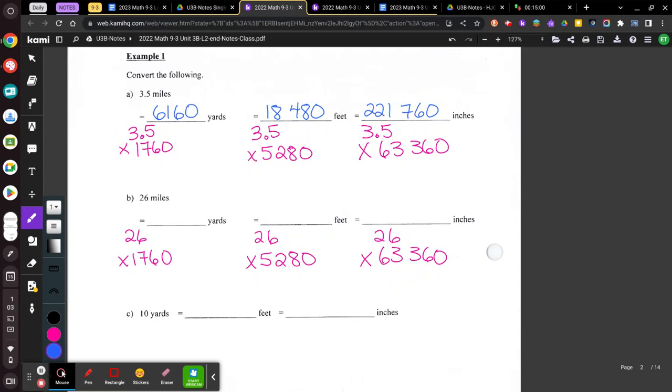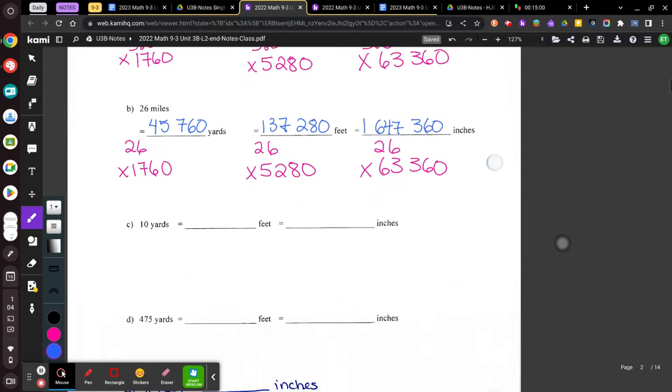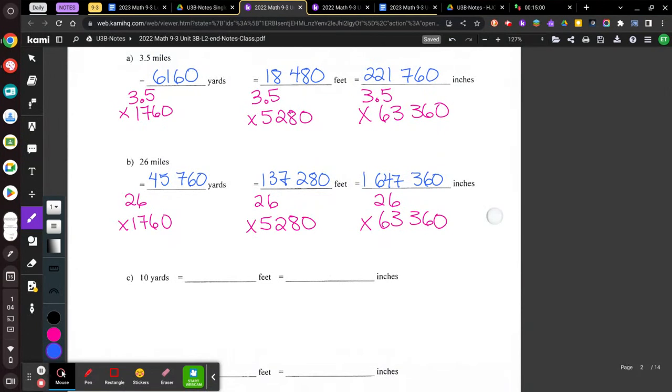And we're going to do the same thing with letter B. So we had a few minutes to take a look and we multiplied. So now we're going to have 45,760 yards. The next one, we're going to have 137,280. And the last one there, we're going to get 1,647,360. Okay, that's the first ones. Make sure your answers match.